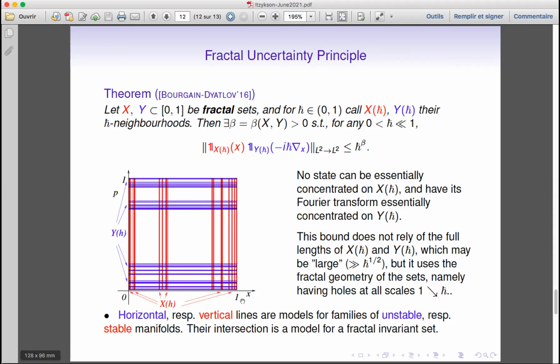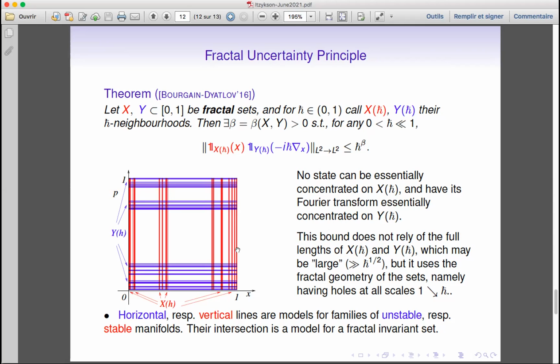So here you can have fractal sets which have a total length much larger than square root h. It's impossible to fit in a quantum state. So somehow the proof really uses the fractal structure of the sets, the geometry of the set, and the fractal structure means that there are holes at every scale, from scale 1 down to scale h. There are holes at every scale. Okay, it's called porosity. It's a porosity property.